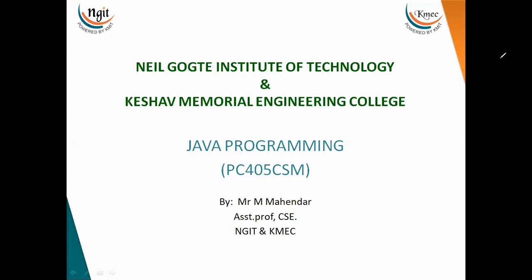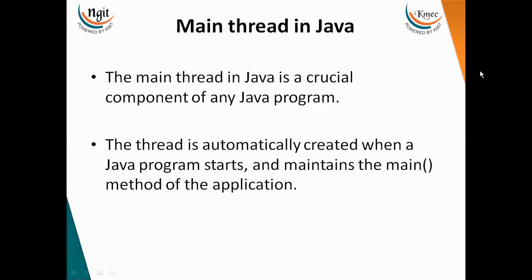So today we are going to cover what is the main thread, how to use the join method, and what is the isAlive method. These are the three parts we are going to cover along with example programs in this video, right? Sir, what does the main thread mean? Basically, the main thread is very important in our Java program, right?